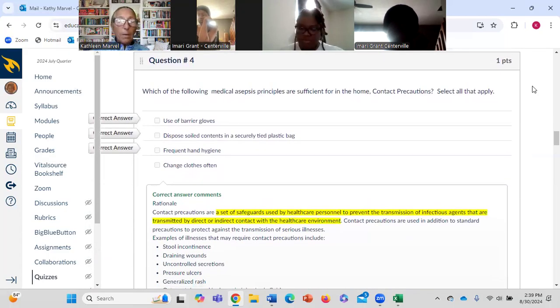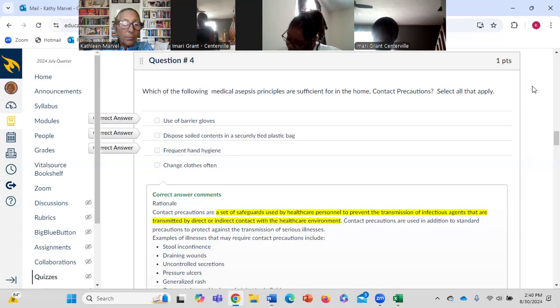Okay, which of the following medical asepsis principles are sufficient in the home? Contact precautions. So we're talking contact precautions here. In addition to standard precautions, which we know from question 2 rationale that we use for all patients, we're now adding contact precautions. What does that look like? Gloves, disposing soiled contents in a securely tight plastic bag, frequent hand hygiene. No need to change clothes often, of course, unless they're soiled.